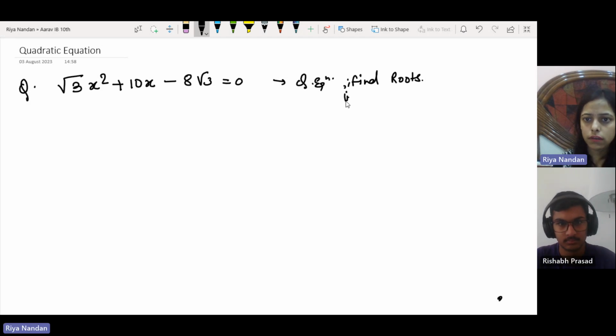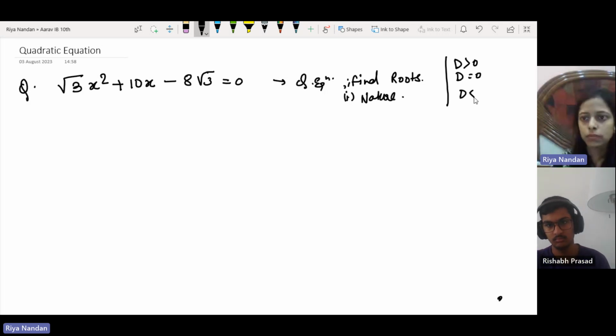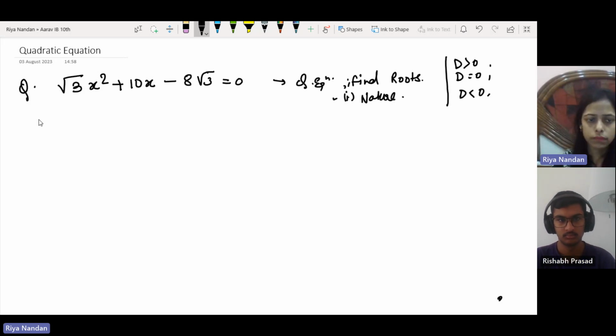First, second, nature too. I'm asking about nature again and again. I will ask in every question so that you will remember the conditions: D greater than 0, D equals 0, and D less than 0. We have these three conditions, right? So once you solve the questions, just let me know the nature and whatever roots you get. And try to solve fast.